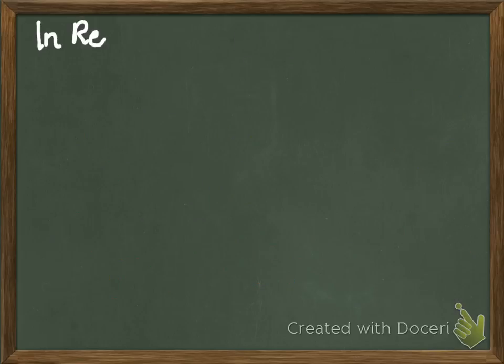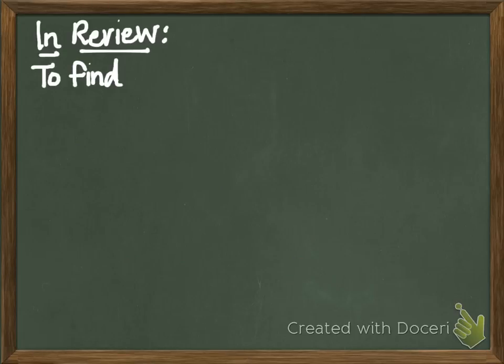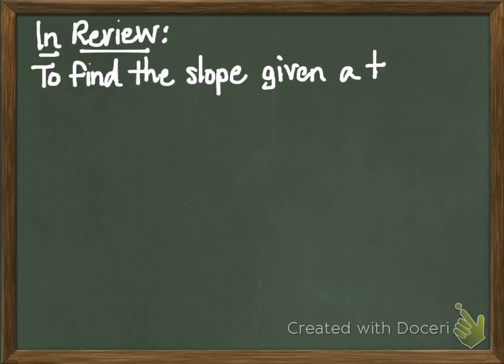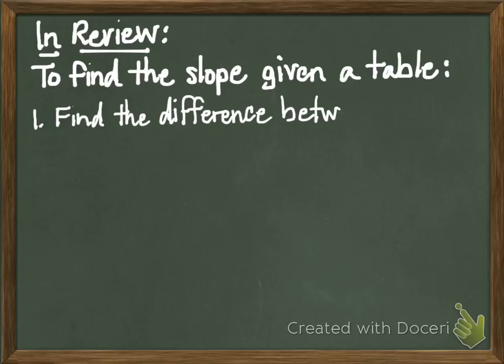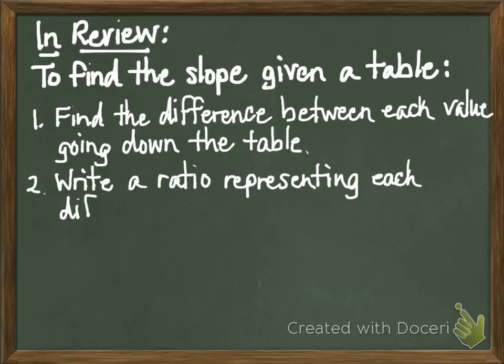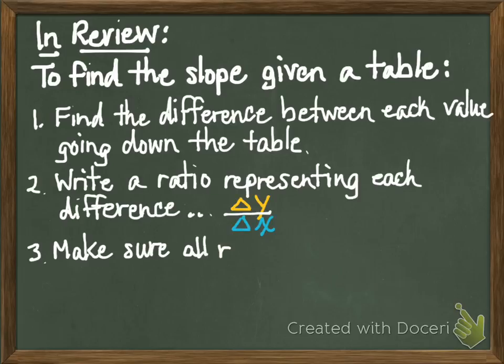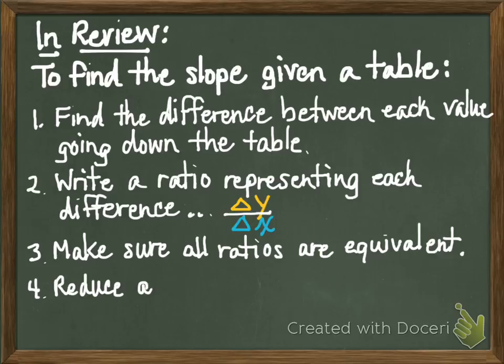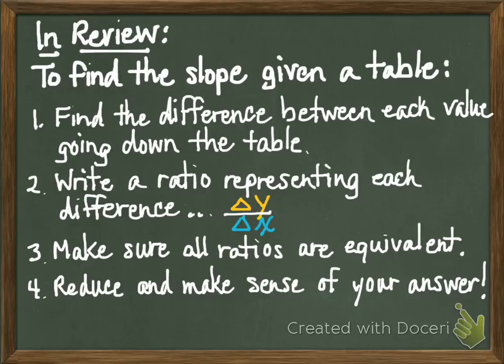So now I'm going to recap for you, just a review, and if you want to take notes, go ahead and do it, but surely you've already done it in class. This is just a reminder for how to find the slope from a table. First, find the difference between each value going down the table. Then, write a ratio that stands for the change in y to the change in x. Then, reduce all your fractions and make sure they all match. Make sure you get equivalent ratios. And then that would be the slope. Make sense of it if it's in context.